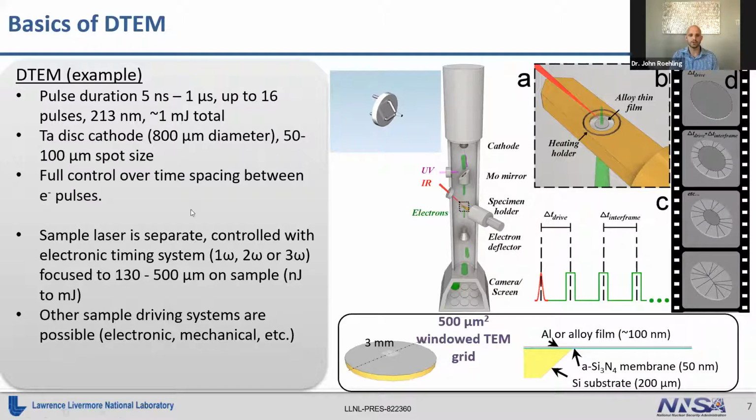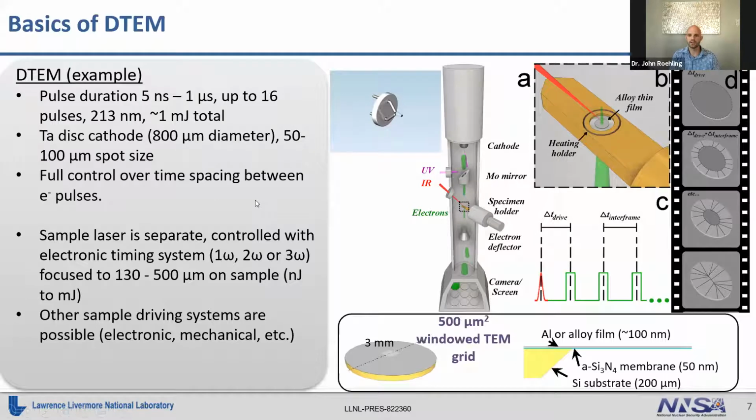But it's a very deep UV, 213 nanometers, with about a millijoule total energy in up to 16 pulses. It's typically 9 to 16 pulses. But we shine that onto, instead of a very sharp tipped cathode, a flat tantalum disc cathode, and this is 0.8 millimeters in diameter. The laser spot is 50 to 100 microns. And this means our coherence in our beam is much lower than you get in a UTEM. But you'll see it's still coherent enough to see some things that we want to. You'll see that in a few slides.